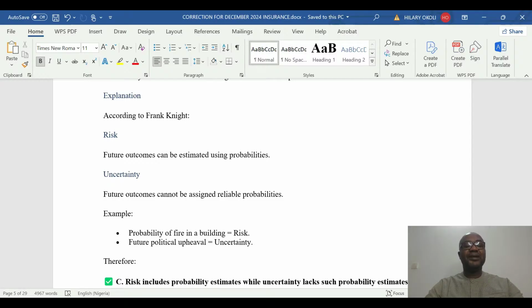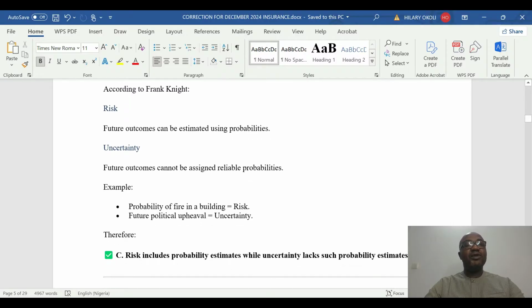So try to see this example. The probability of fire in a building is a risk. The future of political events is uncertain. When a fire occurs, it's possible, but you cannot say Nigeria will divide in the next election, or that there will be trouble. You can't say that. It's uncertain. You can't come out with anything from that.